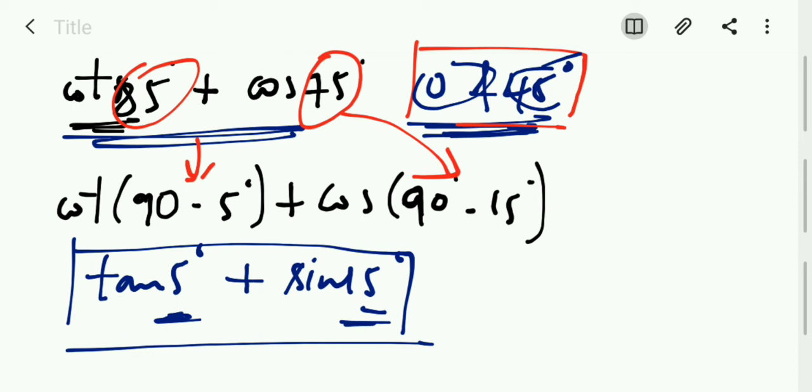The problems are very simple, guys, I'm telling you, but you need to concentrate on the basics. Basics are very, very important, right? And we shall move on to the next sum.